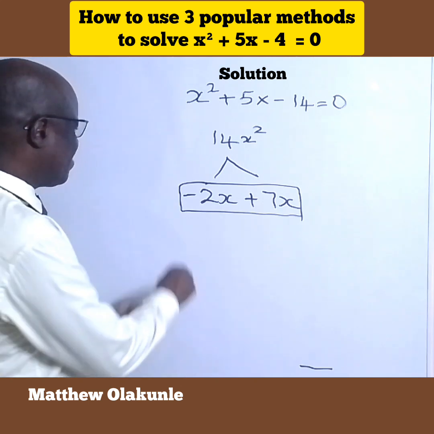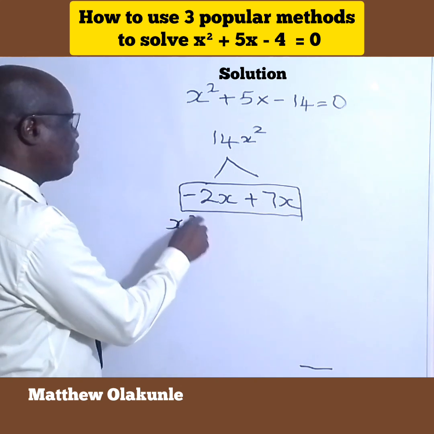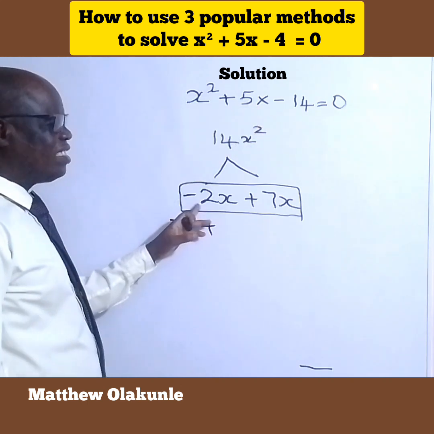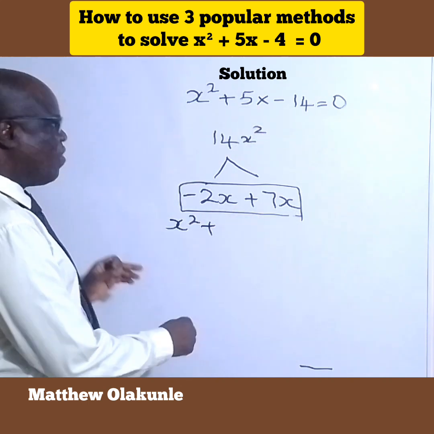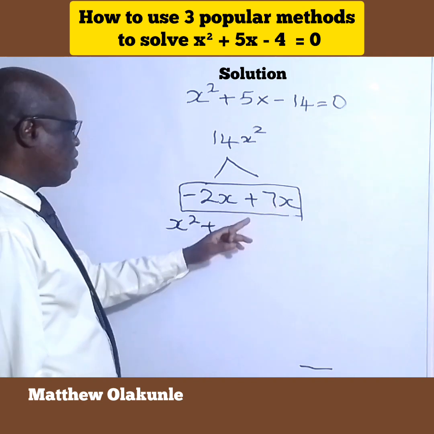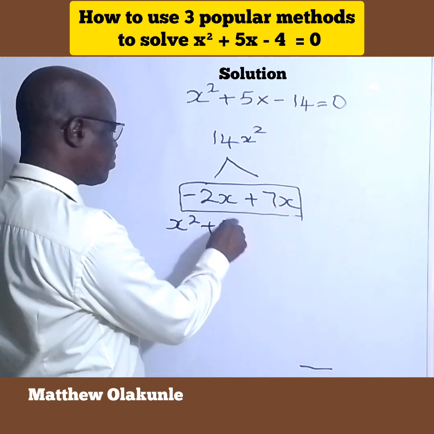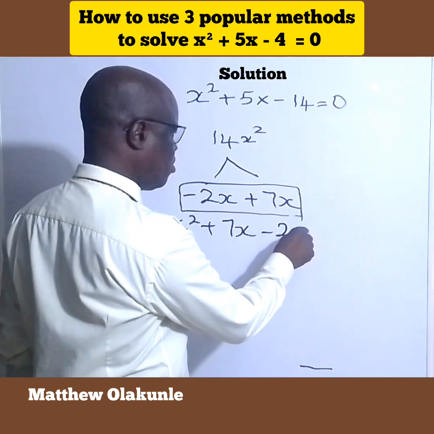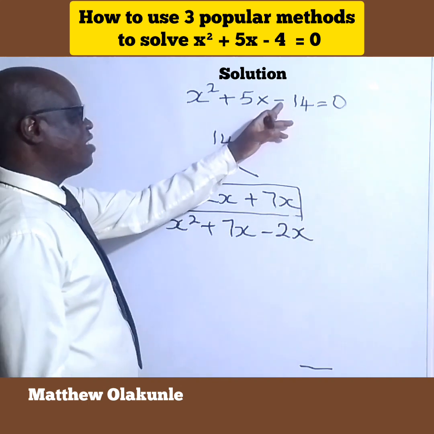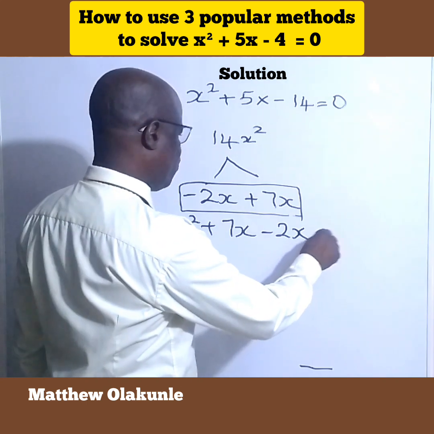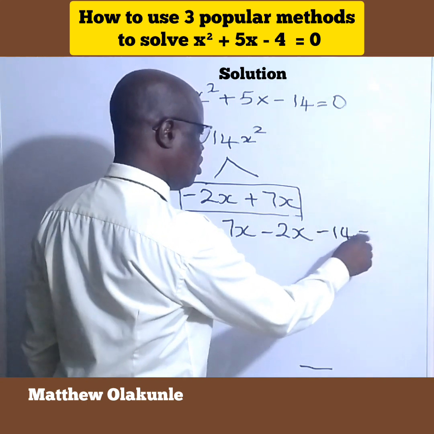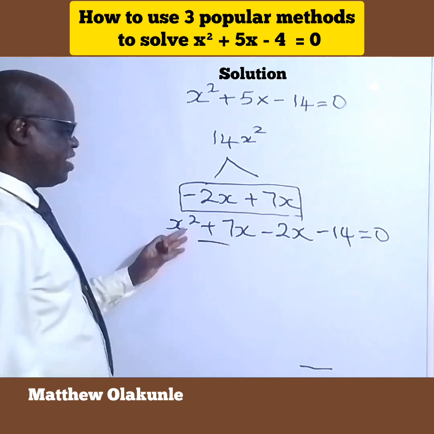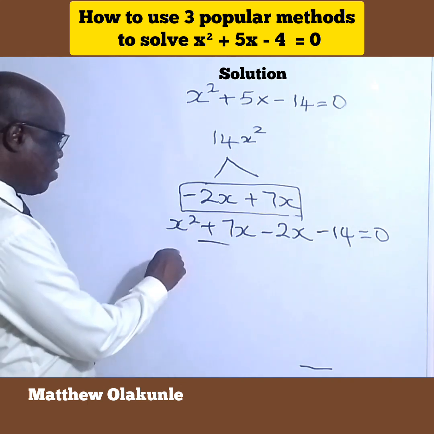So let's rewrite this. We have, instead of writing plus 5x, you write all this. Now, if you like, you can write this one first, plus 7x minus 2x. Then you write your minus 14 is equal to 0. So what is common here? You have x, you have x. So x is common.